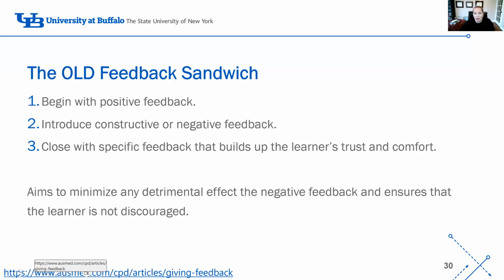The initial aim here was to minimize any detrimental effect that the negative feedback would have on the learner, and to ensure that the learner is not discouraged. But does anybody want to wager what actually happens when we follow this model? The message is missed. It's one of two extremes.